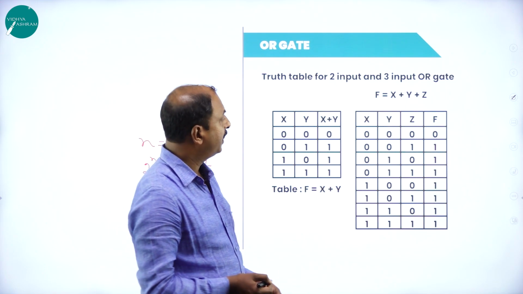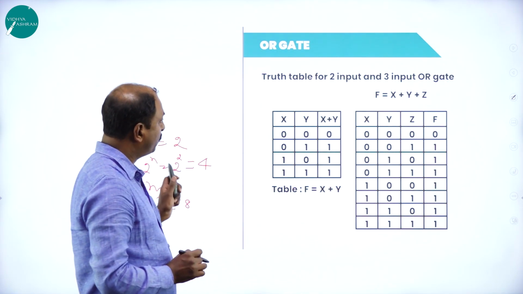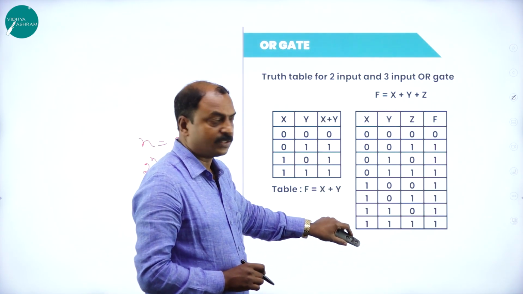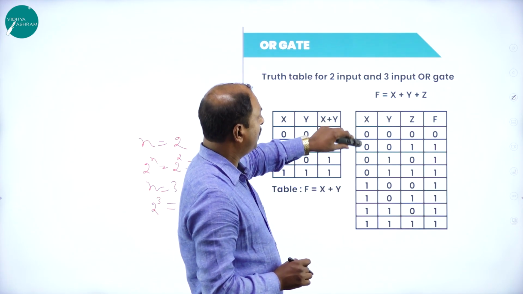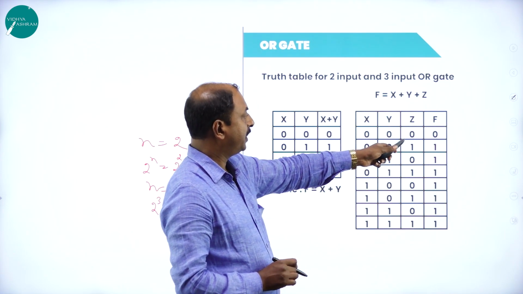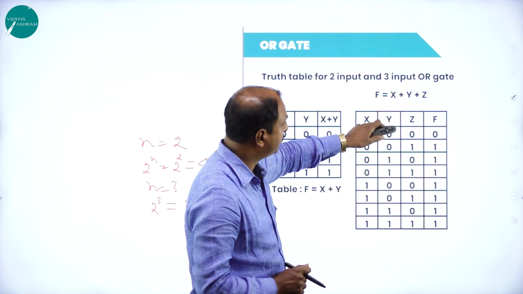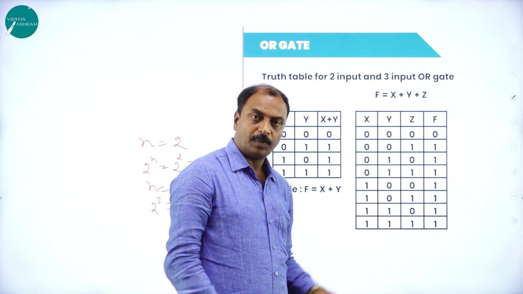How do we write it? As we have seen in the previous example, half of 8 is 4. We write first 4 zeros, next 4 ones for the first variable. For the second variable, half of 4 is 2, so 2 zeros, 2 ones. Then for the third variable, half of 2 is 1, so we write 0, 1, 0, 1, 0, 1. These are the different possible combinations.